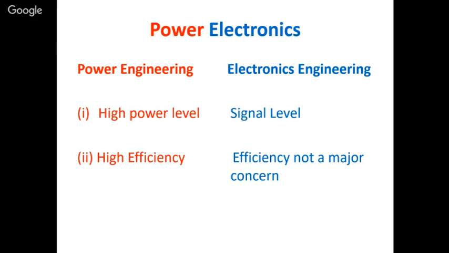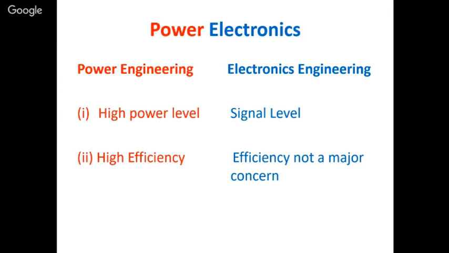In power engineering, high efficiency is a very important thing. We want to transmit the power at full efficiency without any losses. That is our main aim in machines, transmission, distribution, any place you take. In electronics engineering, it is also required, I don't say it is not, but efficiency is not a major concern there. If you are transmitting a signal and it is slightly distorted, there are different methods to recover it. It is not a very big loss compared to power engineering.